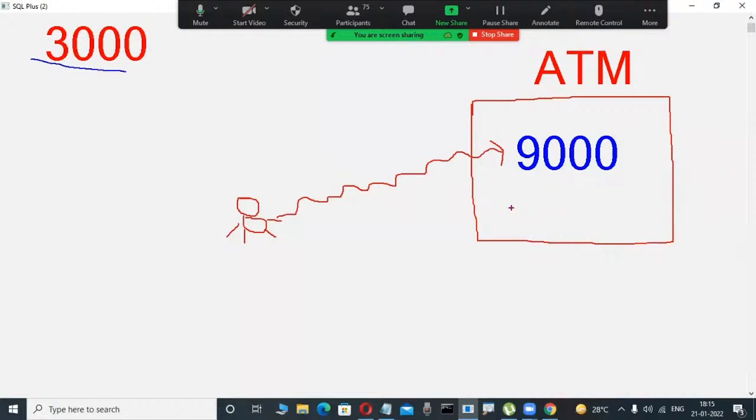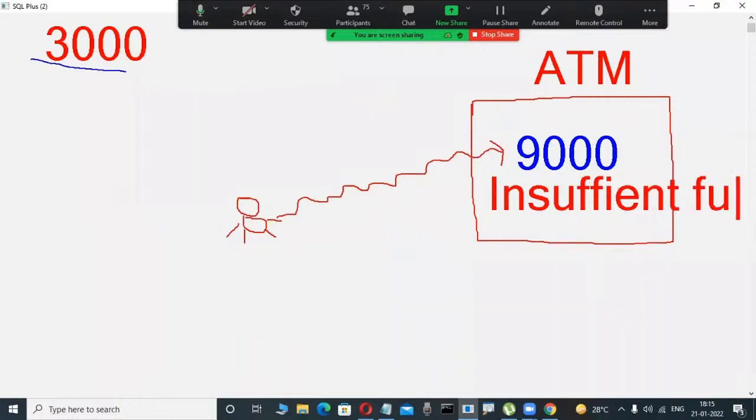In this case, it will give a message. You are observing your ATM machines, maybe some messages will be displayed. Suppose a message like insufficient funds. Why? Because here your balance is low, 3,000, but you are trying to retrieve more than 3,000, that is 9,000, 8,000, 7,000 like that. How is it possible? In that case only, an insufficient funds message will be displayed. But how does the ATM center know this?